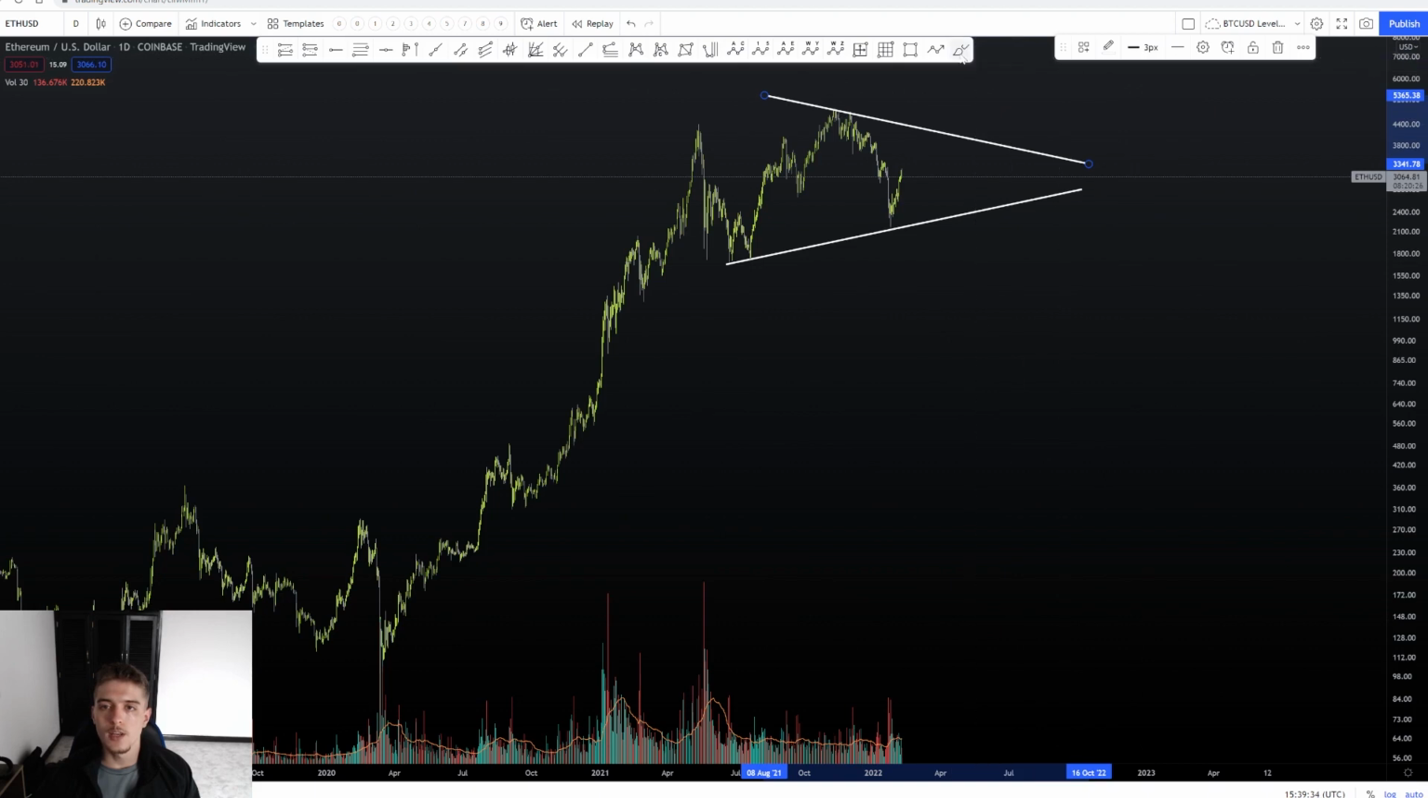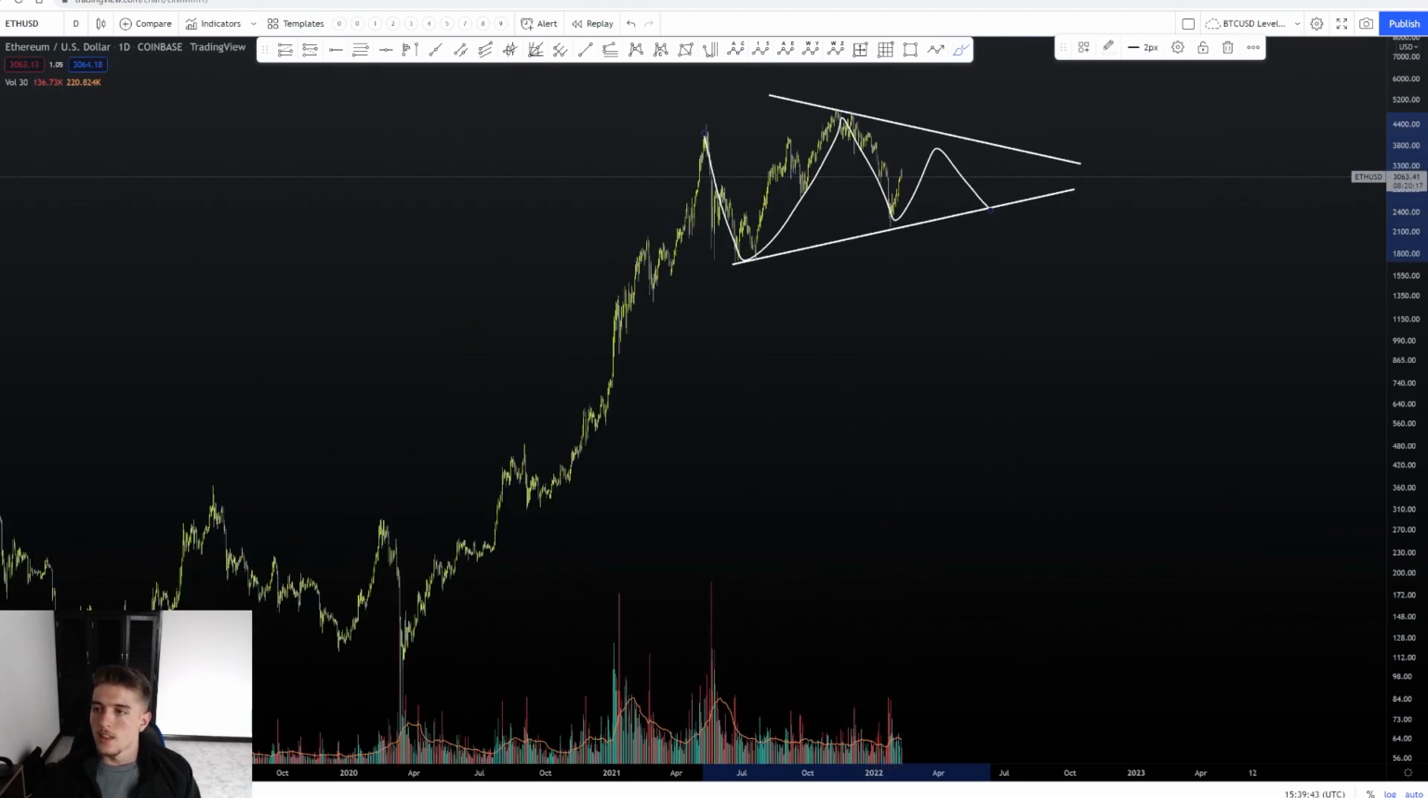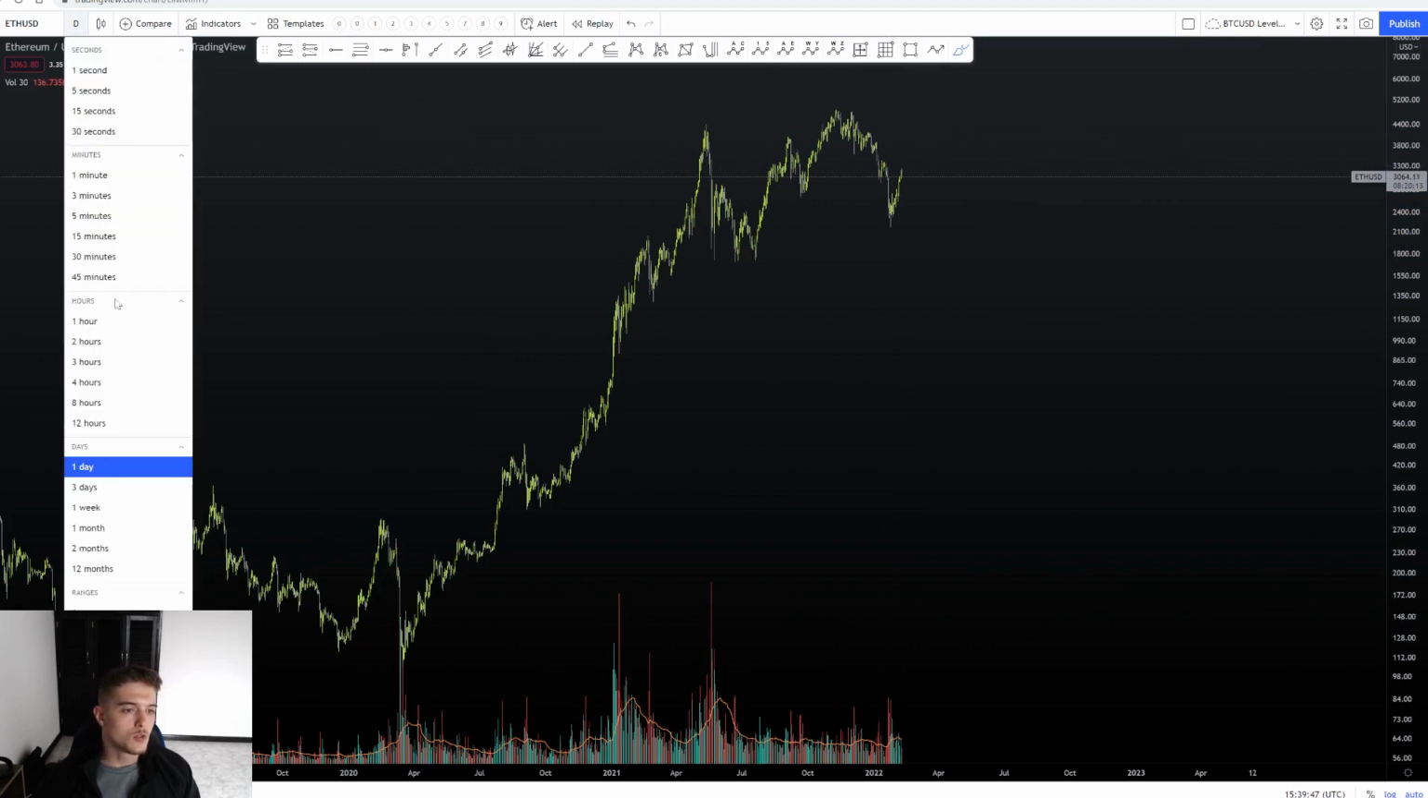So we could get something like this, where this is an A, B, C, A, B, C, A, B, C, A, B, C, A, B, C, for an A, B, C, D, E. Now that would be in the case of a triangle count. I'm going to go over the flat count to start out.